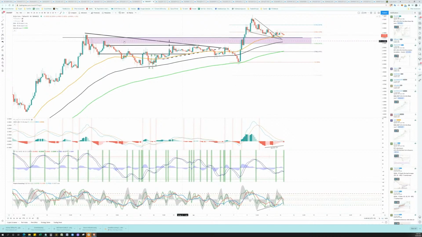I'm looking at this purple area as a support, and we've got this moving average. Which one's that? Okay, that's the daily 10 moving average. Currently looking like support. And yeah, we want to see a reversal in this area in the MACD. At the moment, there's nothing there.